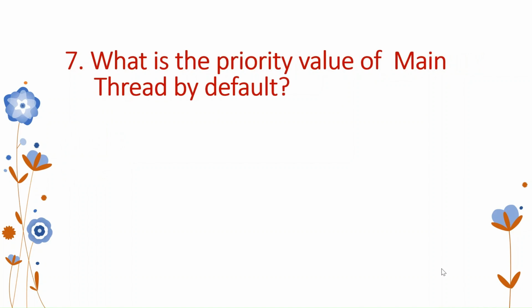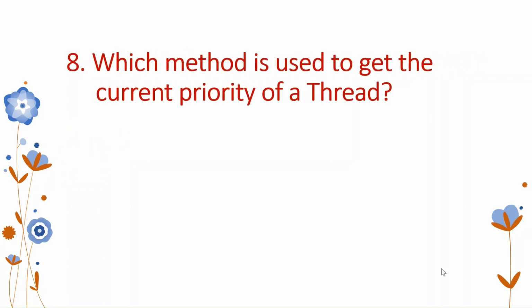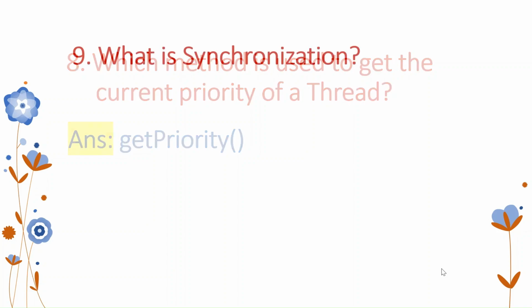What is the priority value of the main thread by default? It is 5. Which method is used to get the current priority of a thread? We have a getPriority method. If you call getPriority on the thread object, you can get the current priority given for a thread.